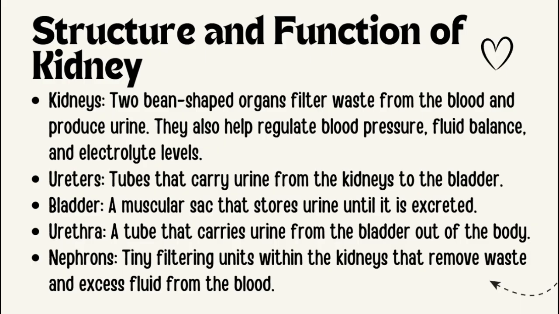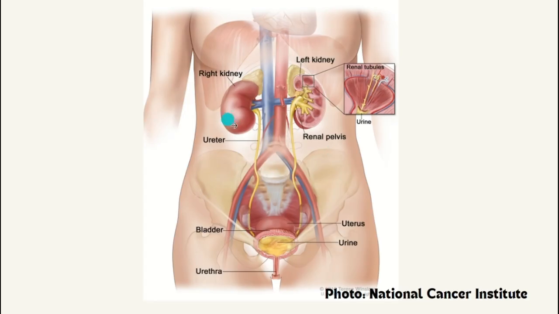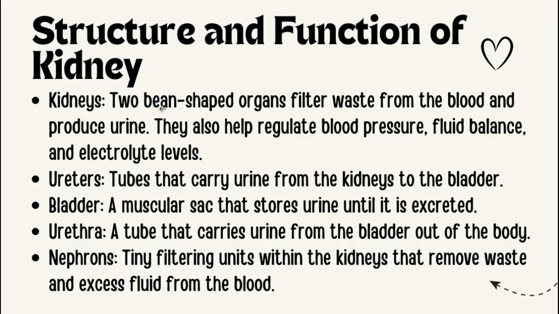Basically, it filters out waste from the blood, and we talked about why that's so important, because all that buildup in your body can literally kill you. It also helps to regulate blood pressure, fluid balance, and electrolyte levels. If we look at how it's shaped, we have two kidneys, a kidney on the right and a kidney on the left. So that's the structure of it.